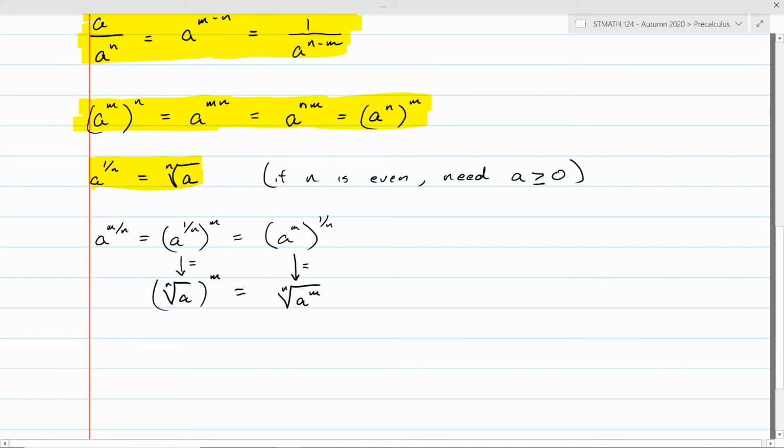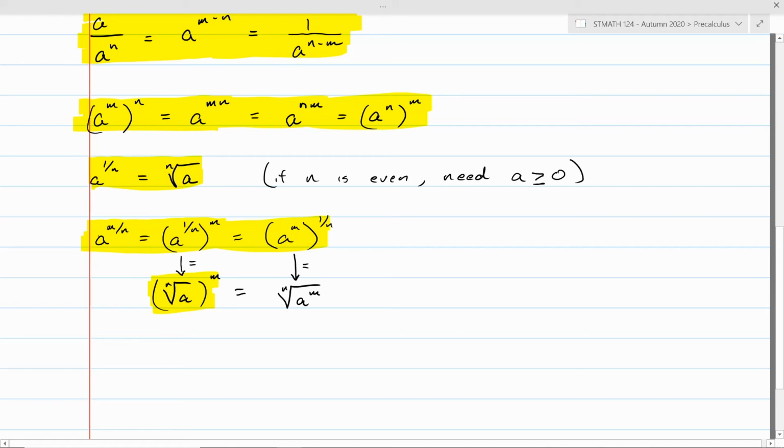And then we can also do a to the m over n, and we can interpret that to mean a to the 1 over n all raised to the m, or we can interpret it to be a to the m all raised to the 1 over n. And so when you convert those two expressions into radicals, you get what you have at the bottom there. So a to the 1 over n and then all raised to the mth power is the nth root of a, all to the mth power, like that.